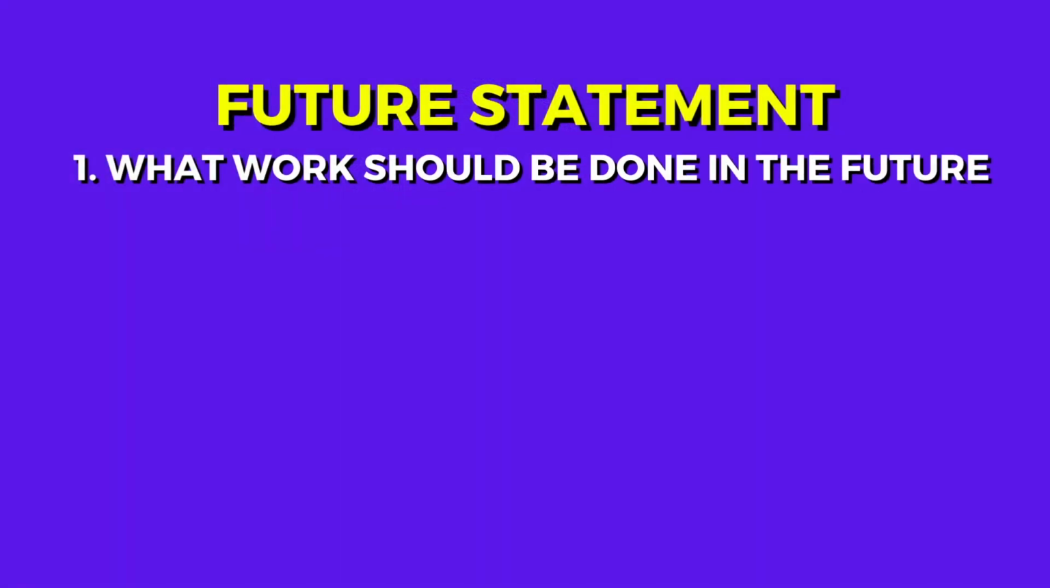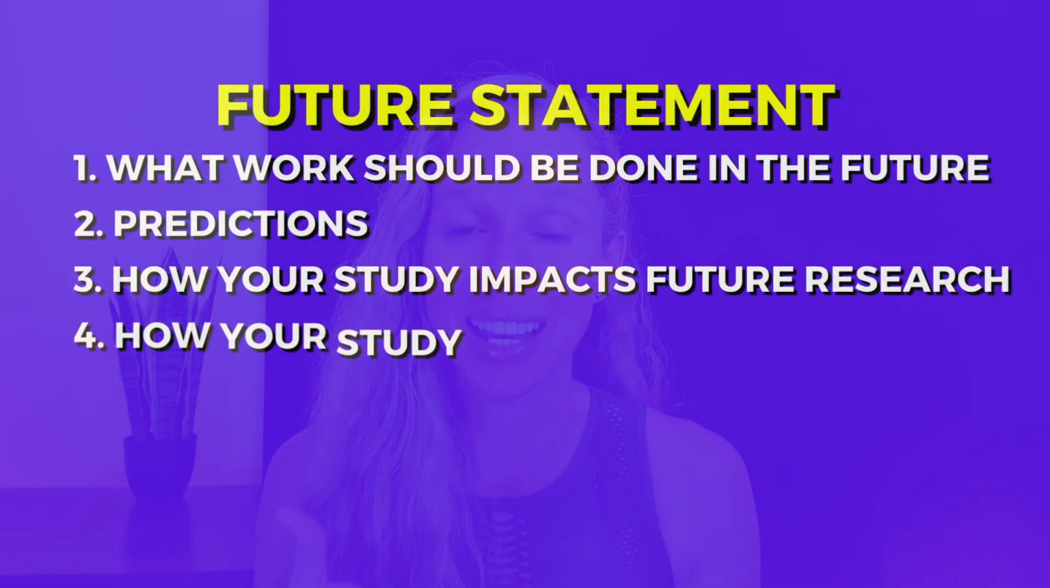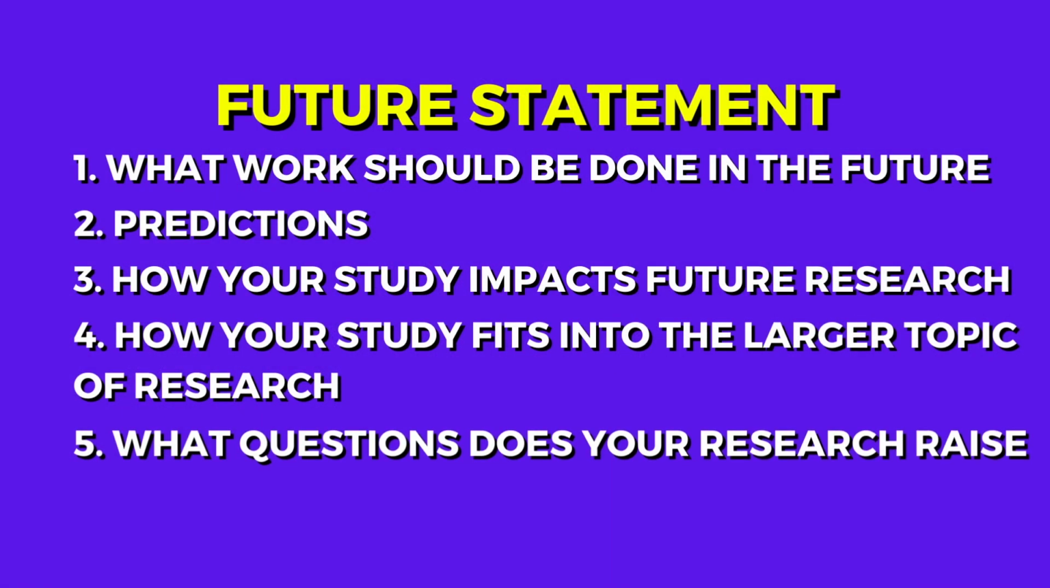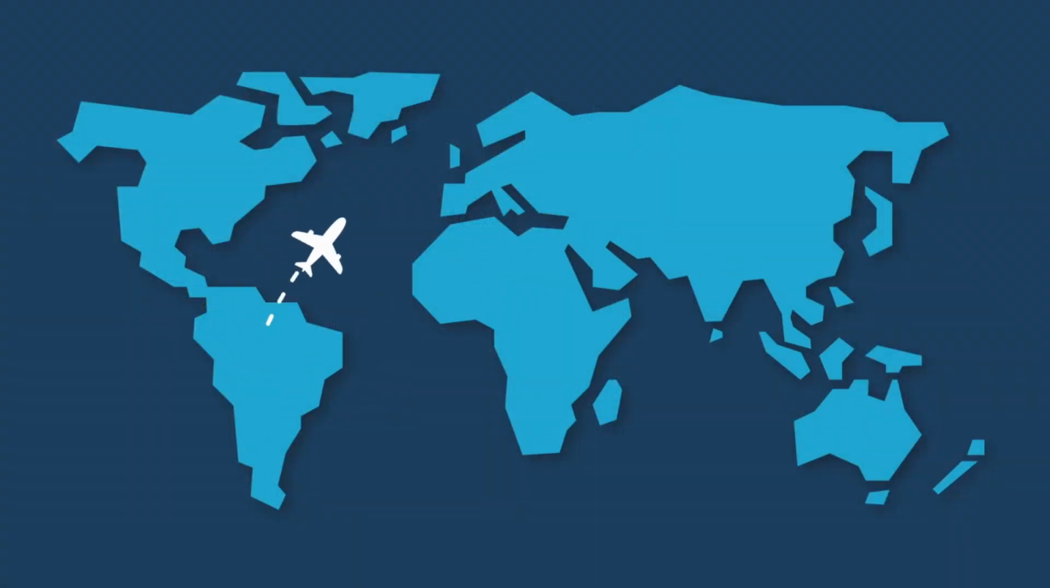The second component is your future statement, and that's where we can talk about what work should be done in the future or predictions that we might have. Some things you can include here are how your study impacts future research, or how your study fits into a larger theme or topic or body of research. What other questions does your research raise? Or you can discuss what other work needs to be done in your field. For example, maybe you did a study in one particular geographic location and you want to recommend that the same study is done but in other geographic locations.